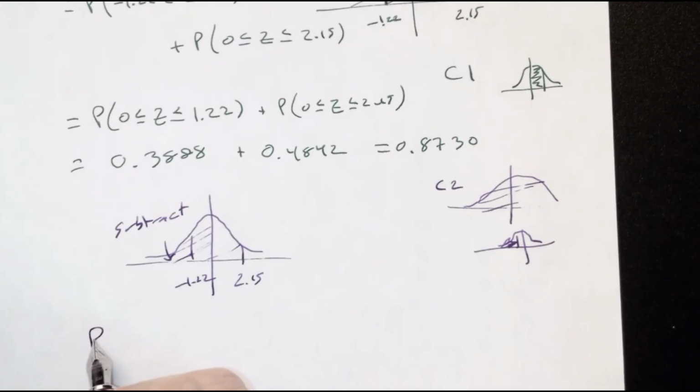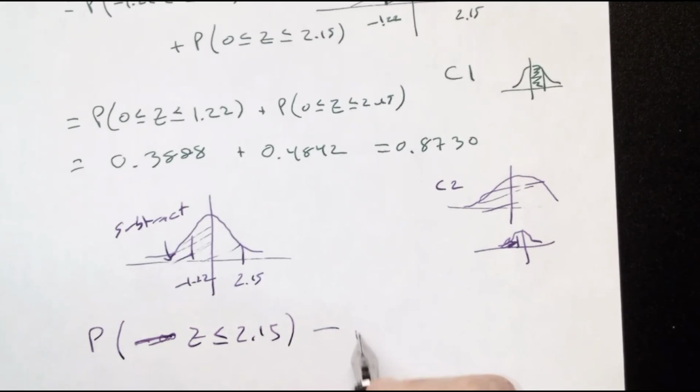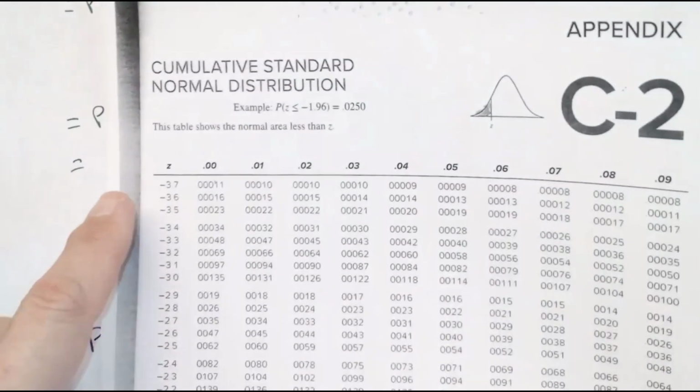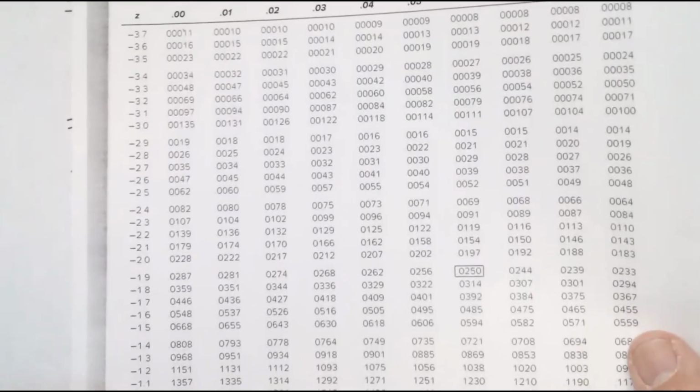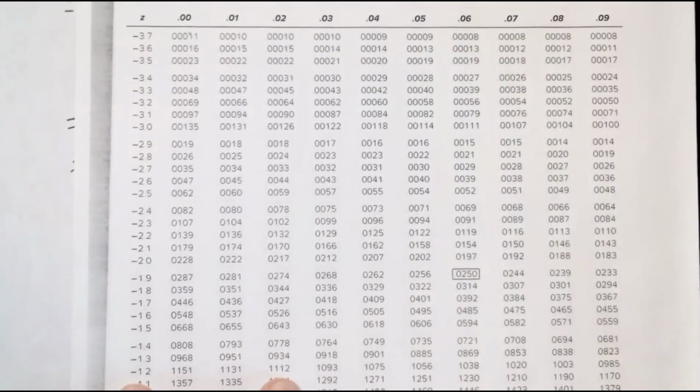So I could write it this way: z less than or equal to 2.15 minus z less than or equal to negative 1.22. That would be the same probability. But then instead of using table C1, I've got to use table C2. And negatives are first in this picture. So I go to negative 1.22, negative 1.2, 0, 1 is 0.1112.